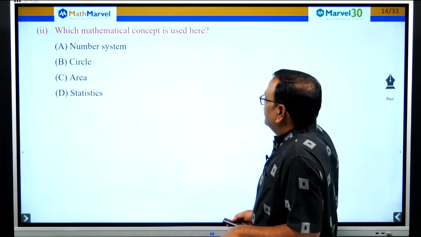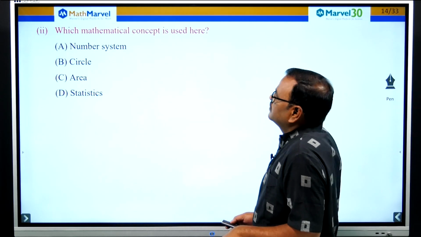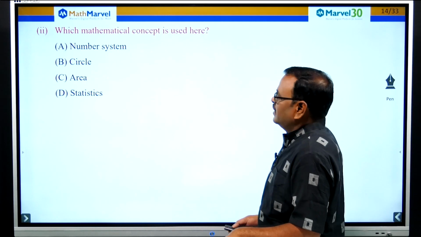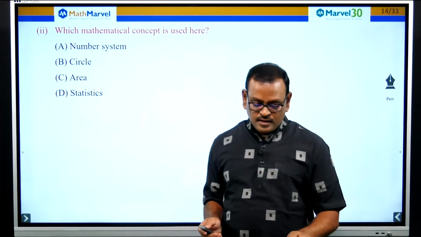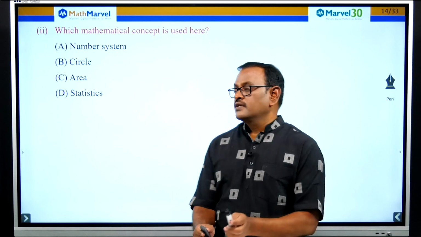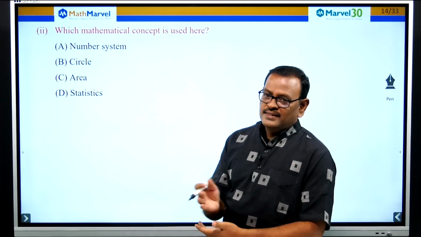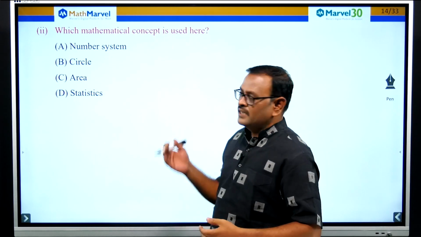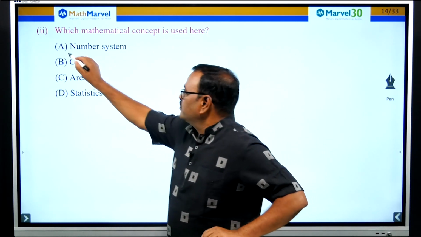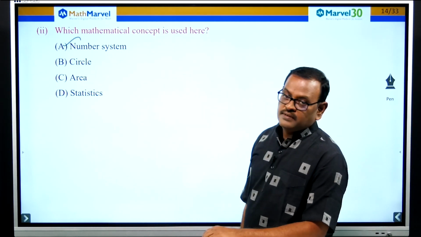Second, which mathematical concept is used here? Number system, circles, areas and statistics. Now what is the concept used in this problem? Already the chapter is based on number system and here it is an irrational number system, therefore number system. Okay.